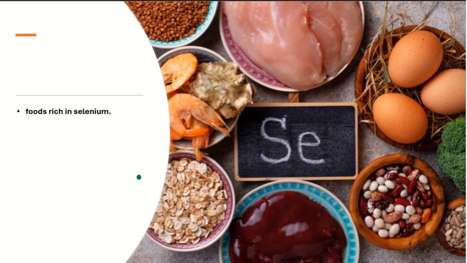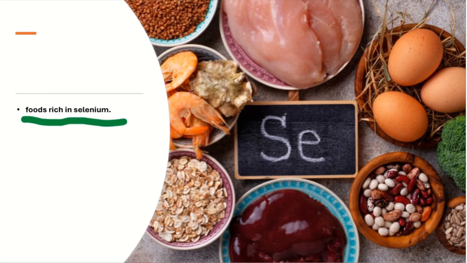We have to keep the thymus very healthy, isn't it? So what are the food materials which are essential to keep your thymus healthy? The food which is rich in selenium. Selenium is very, very important for keeping our thymus gland healthy. Selenium is present in oatmeal, shrimp, chicken, egg, and other nuts. If you take nuts, you will get selenium in a proper amount.